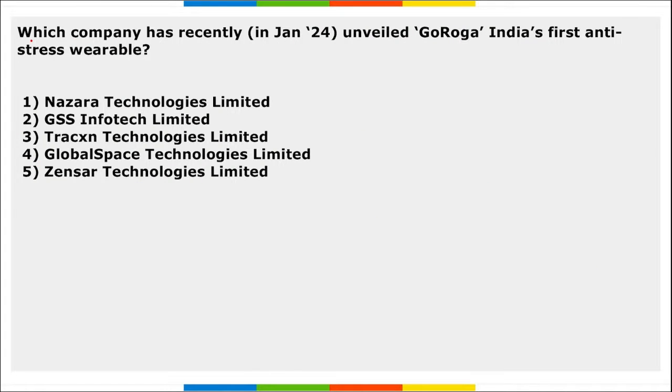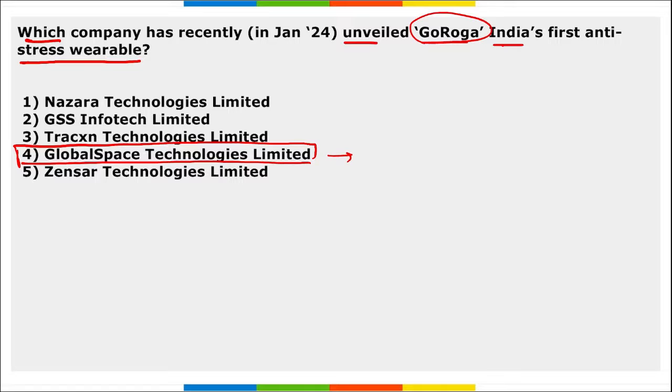Next, which company has recently unveiled GoRoga, India's first anti-stress wearable? So this GoRoga was unveiled by Global Space Technologies Limited. Right? This is Navi Mumbai, Maharashtra based company. Correct? Global Space Technologies Limited, and they have unveiled this GoRoga, that is India's first anti-stress wearable.